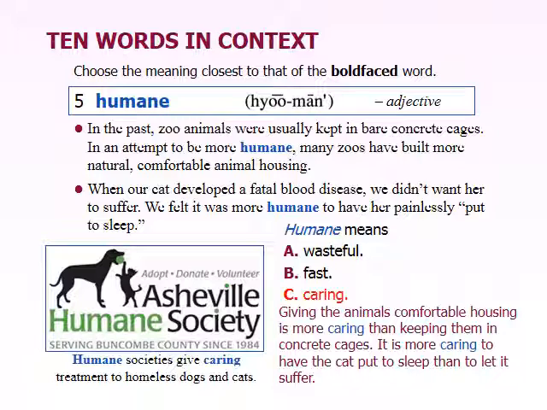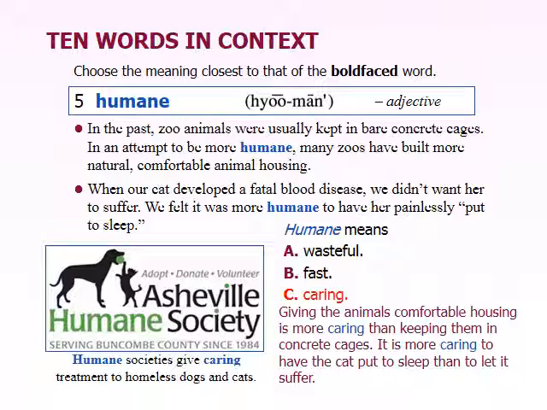So in the first example, before, they had the animals in concrete cages. This is not a comfortable environment that we would want to be living in. So to make a more humane environment is giving them an environment that is more natural or more comfortable for them. In the second one, the cat is sick and is in pain, so the kind thing to do, the generous thing to do, would be to put the cat to sleep, or to kill the cat with an injection, so that it doesn't have to suffer.